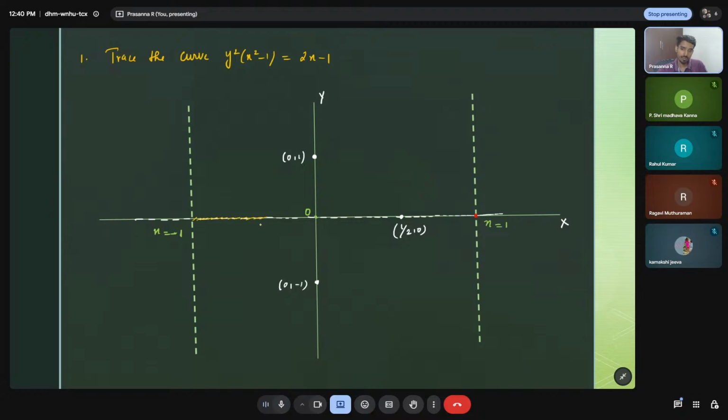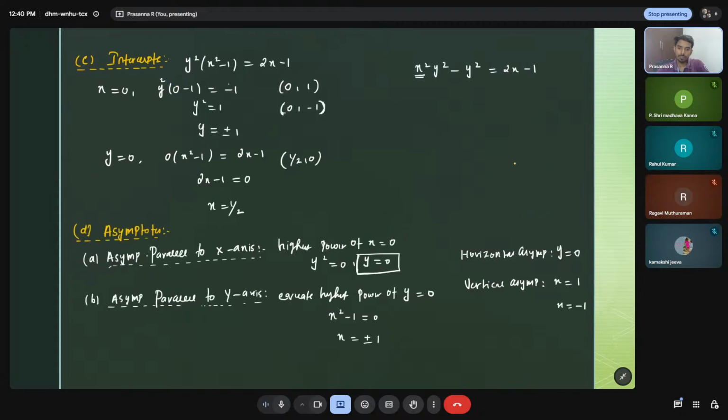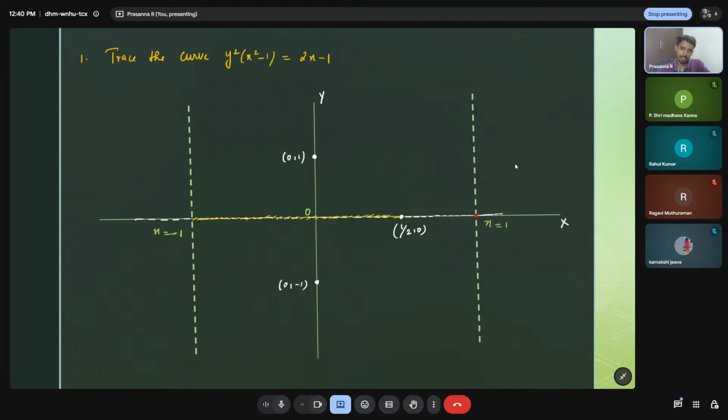Here the function is not defined, right? So from minus 1 to 1 by 2 the function is defined, and from 1 to infinity the function is defined. So we can draw the graph only in this region. In this region and in this region, your function is not defined, right? Why? Because your under root will be negative for that x. Now we are ready to draw the graph.